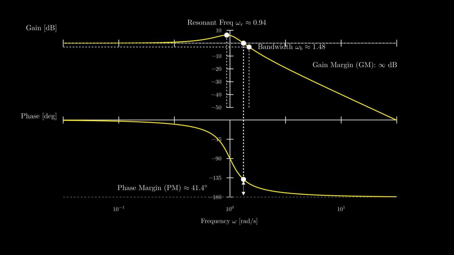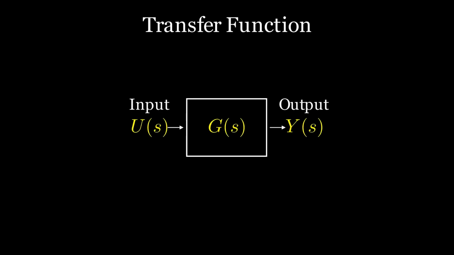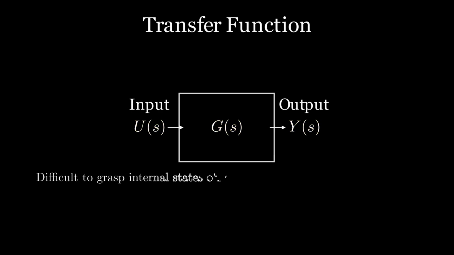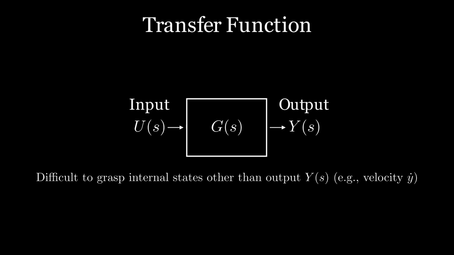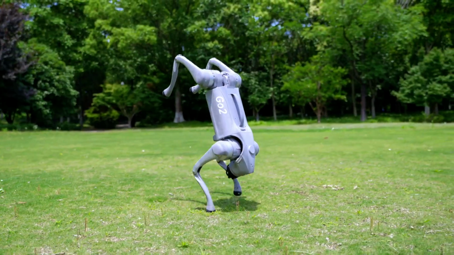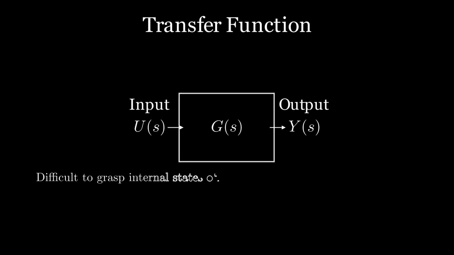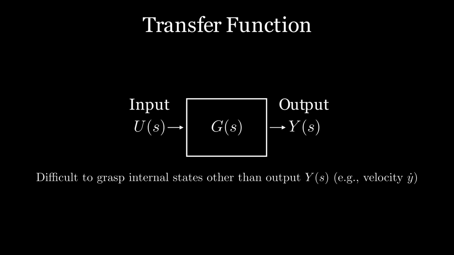So it's still useful for looking at subsystems like a single leg of the Go-To. But for complex systems, like the entire Go-To, transfer functions have limitations too. The biggest weakness is that it's a black box model that only looks at input-output relationships. You can't see the internal states of the system at all. The Go-To has many internal states, positions and velocities of over 12 joints, body posture and velocity, but transfer functions can't represent these. I see. So that's where the transition to modern control theory becomes necessary.